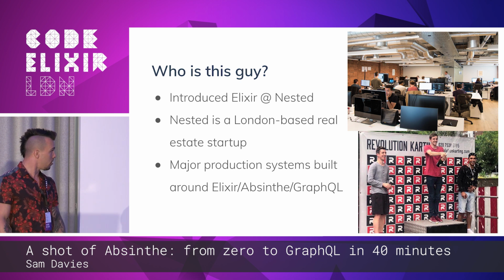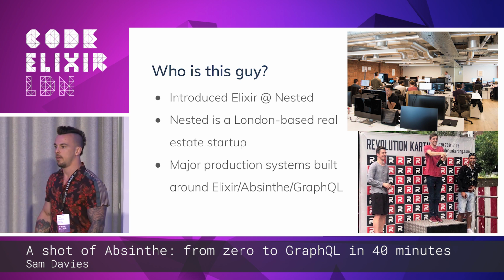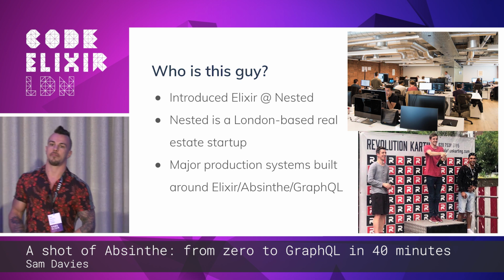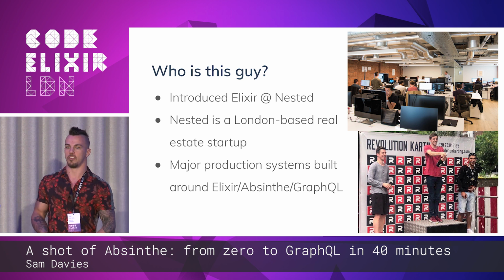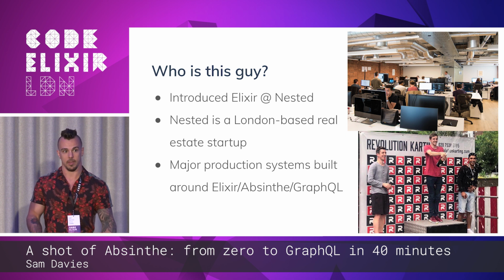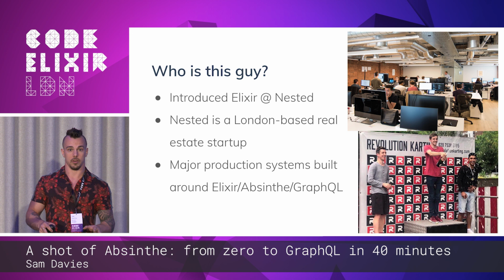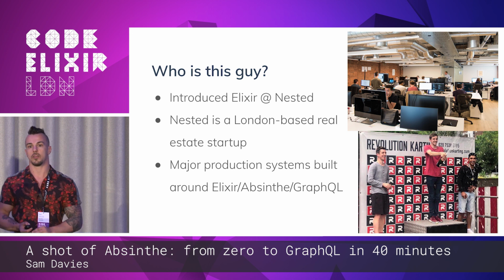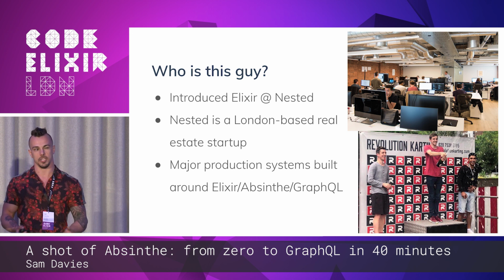So yeah, I introduced Elixir at Nested just over a year ago. We already talked a bit about what we do. And since we introduced it, we now have a major production system built around Elixir and Absinthe, which is a GraphQL server implementation for Elixir, and a few clients that revolve around that. So we've had a good amount of experience over the past year actually using this in production.